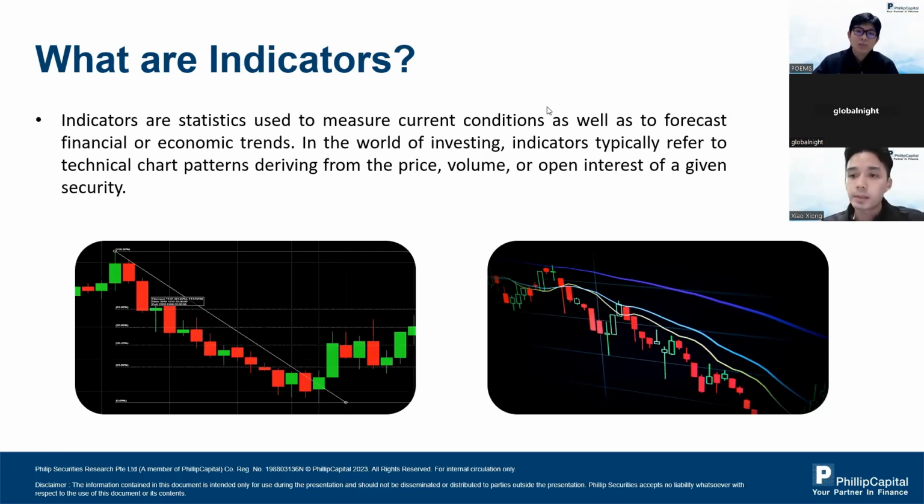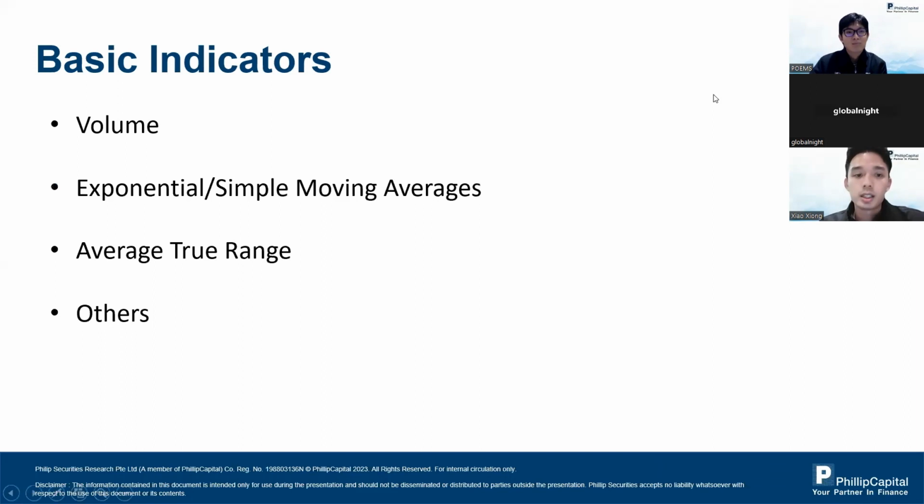Let us jump right into the indicators. First, the basic indicators will be volume, exponential and simple moving averages. I believe these are all very simple indicators. We have average true range, followed by others. I understand that most of you requested a lot of different indicators in the week one feedback, so we are going to talk about it as well, but some of the indicators will be touched on next week.